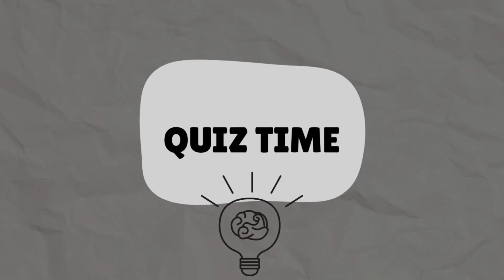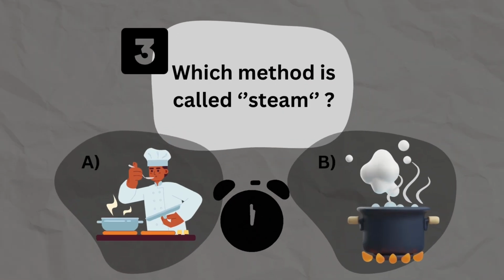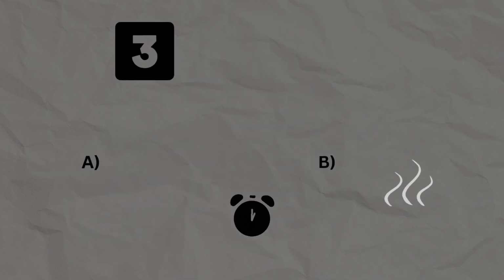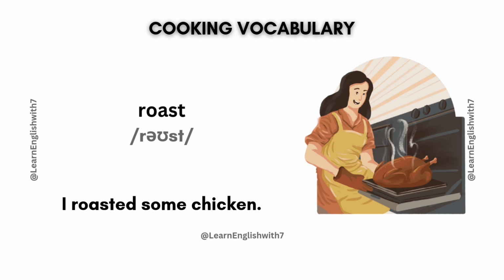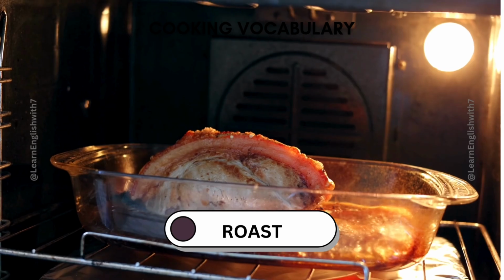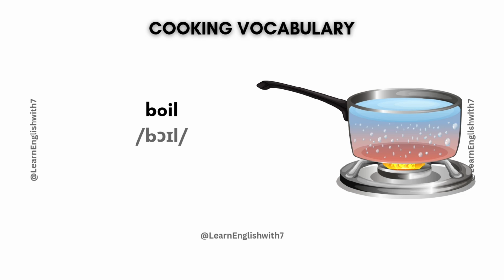Quiz time question 3. Which method is called steam? Roast. I roasted some chicken. Boil. The water is boiled.